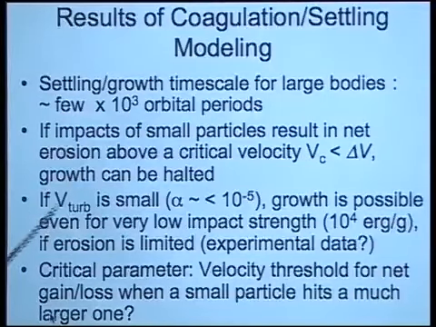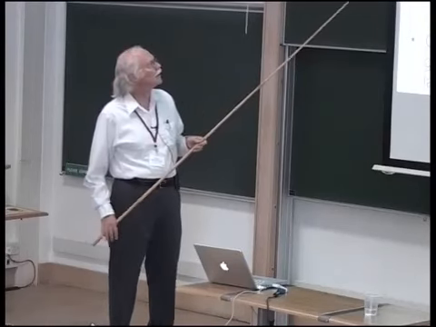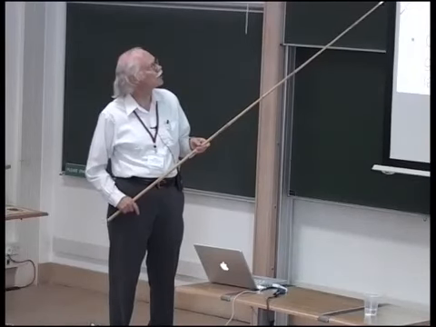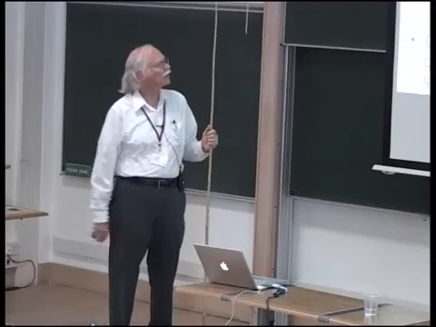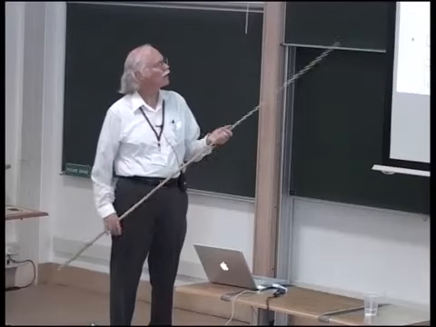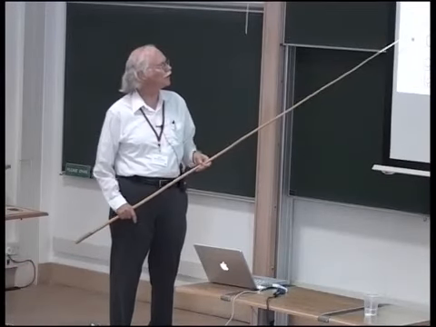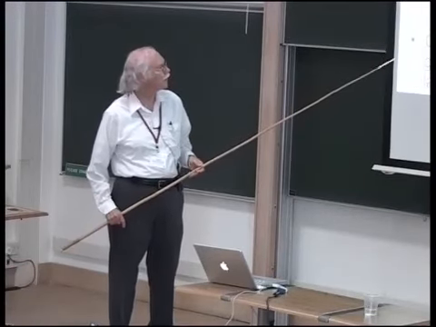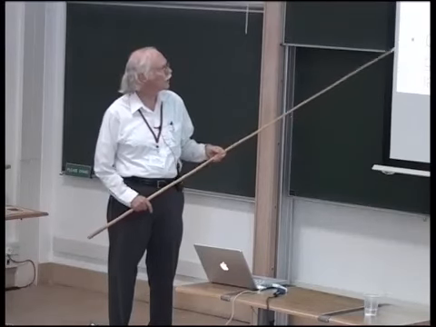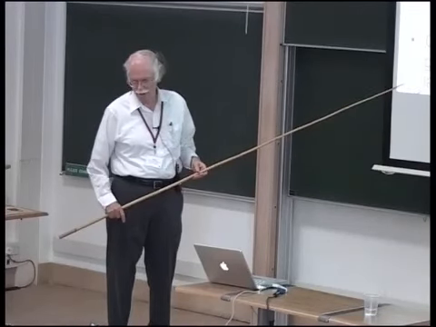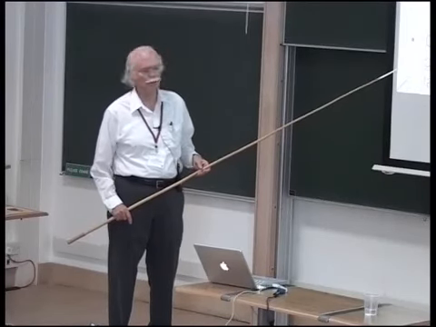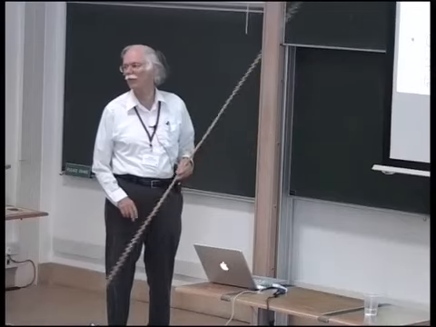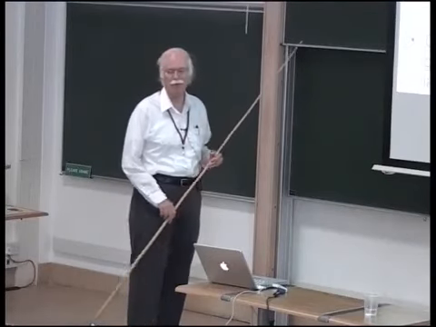Growth will be halted if you make a transition from net gain to net erosion in the collisions of little things hitting big ones. Even for very low impact strengths, you could still have growth. It's the erosion that seems to be the critical factor. Therefore, I think this is the region that experimentalists should be paying most attention to for models that involve formation of planetesimals by collisional interactions.